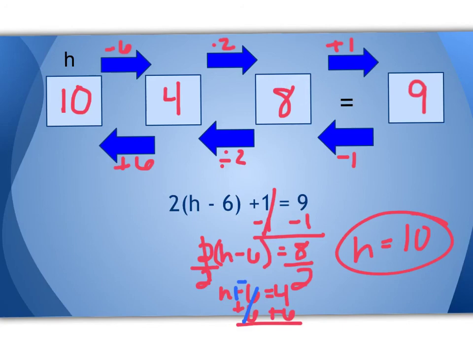Same answer. Now you're going to do this on the worksheet, do the boxes and the algebra, and hopefully you'll start seeing the connection even more and stop needing the boxes.